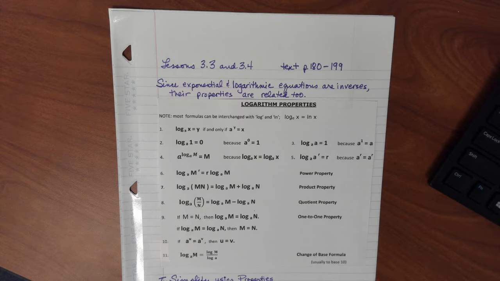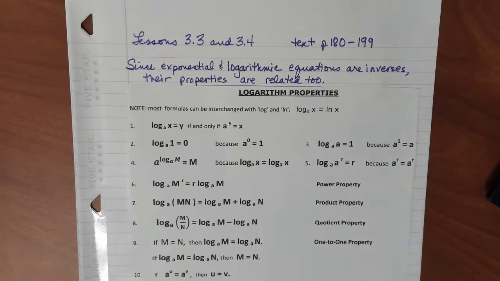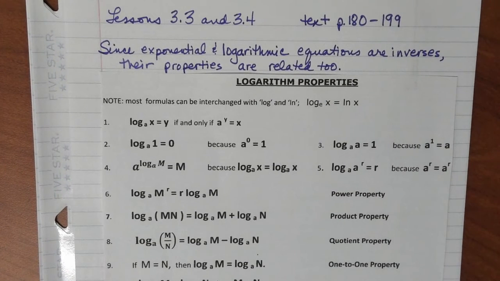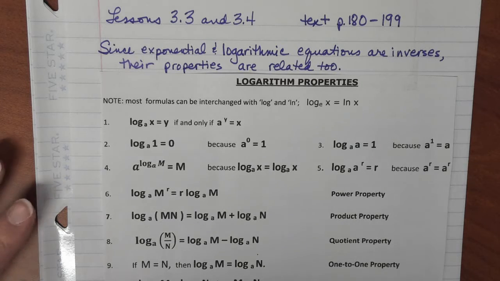Welcome to your third video in this lesson from Chapter 3, and we're going to combine a couple of the different topics here. First, we're going to talk about the properties, and since exponential and logarithmic equations are inverses, a lot of their properties are related, and we can go back and forth between them to use them to solve our equations or rewrite expressions.